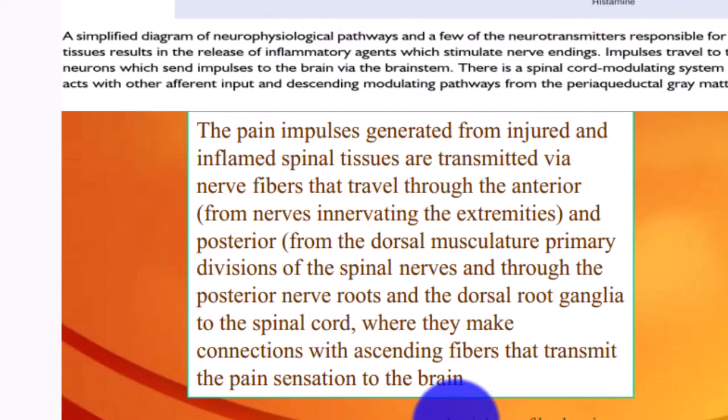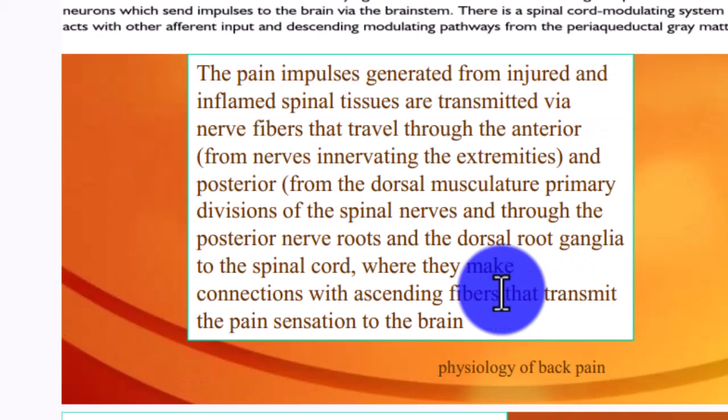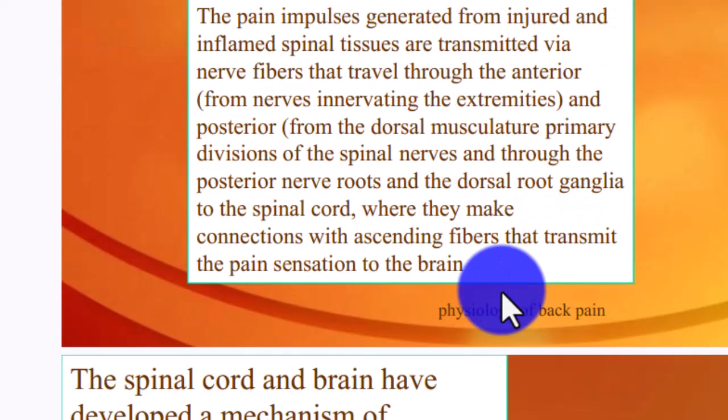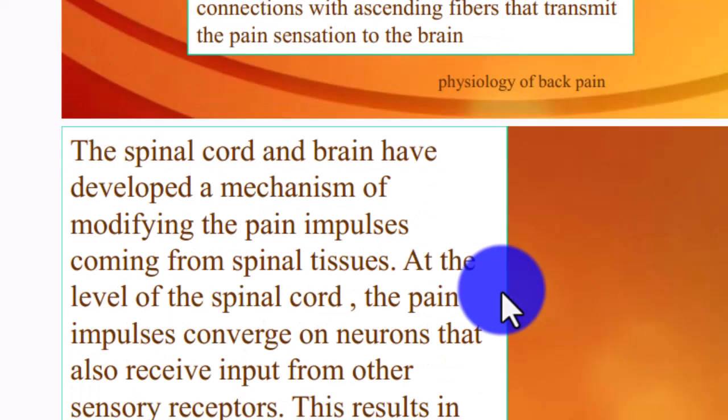The pain impulses generated from injured and inflamed spinal tissue are transmitted by nerve fibers that travel through the anterior primary division of the spinal nerve innervating the extremities, and posterior from the dorsal musculature, primary division of the spinal nerve, and through the posterior nerve roots and the dorsal root ganglia to the spinal cord, where they make connection with ascending fibers that transmit the pain sensation to the brain.